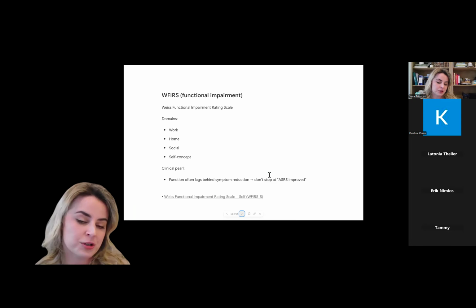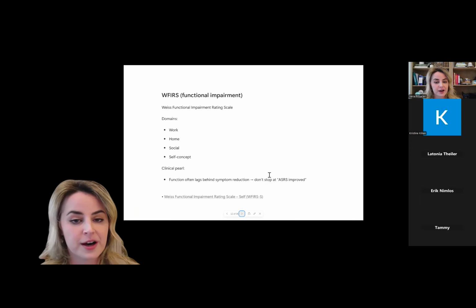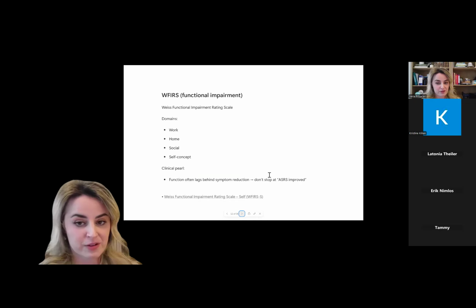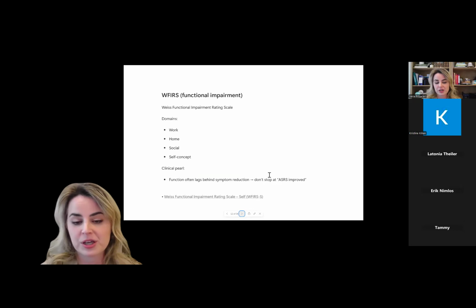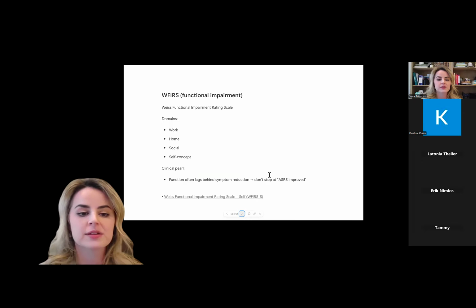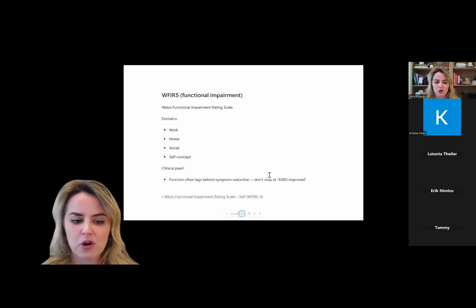One that I do want you to know about, though, is the WISE Functional Impairment Rating Scale, or the WFIRS. This one is available in the public domain, and honestly, very underutilized. This one does measure the impairment, like I was talking about; the ASRS doesn't, it's just symptoms. The WFIRS does measure functional impairment in four different domains. This is great. It's not just work, home, or social, also self-concept. That's one that we often forget to ask about.